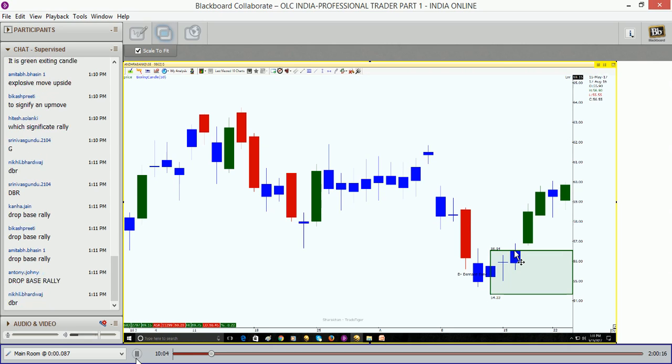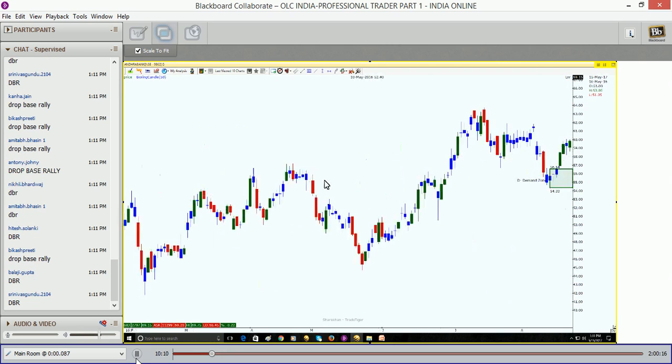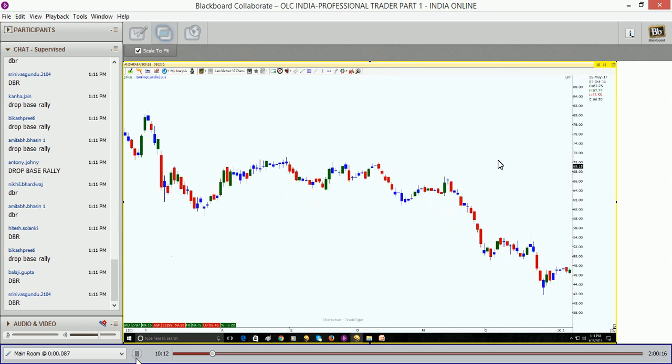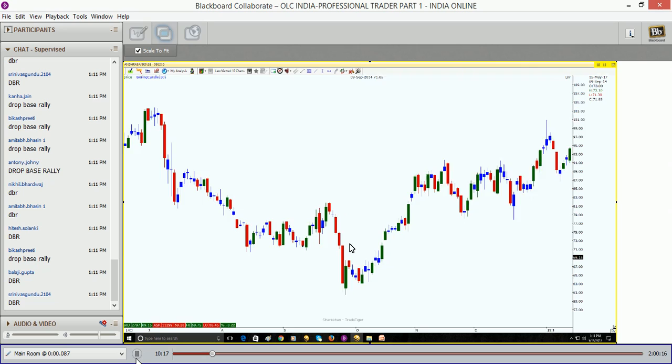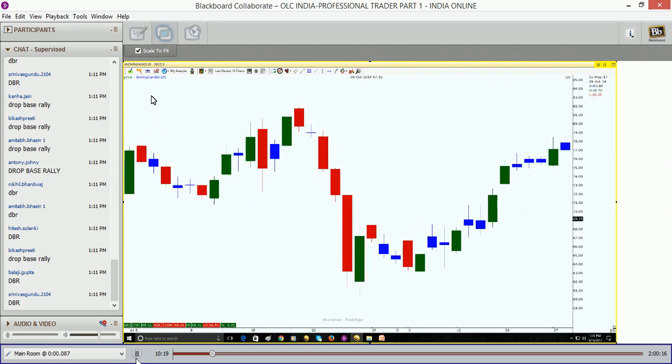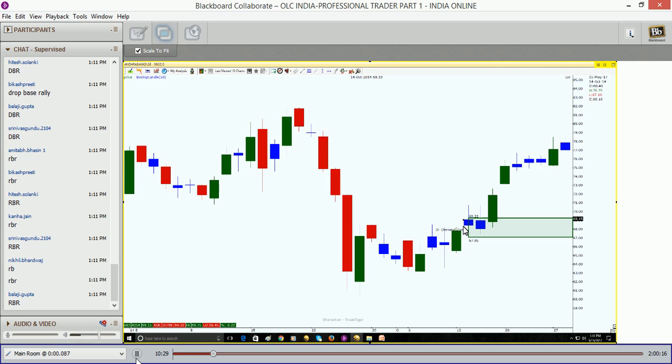Just write the short form. It's more than enough. Again, absolutely right. This would be a drop, base, and a rally. What about this one over here? What will this be called? This would be called a rally, base, and a rally. Perfect, guys. We are good to go.